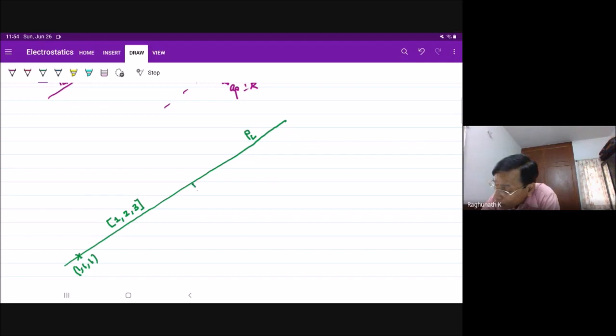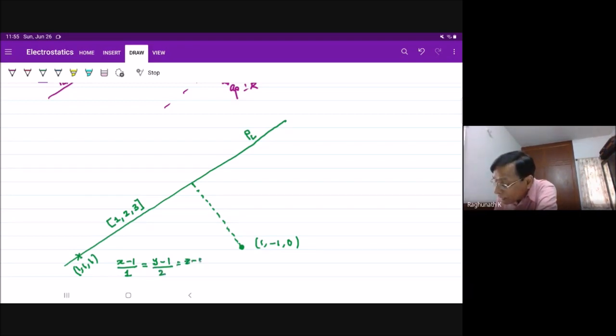I want to know the electric field intensity at this point with coordinates, let us say, 1, -1, 0. Just for the sake of talking about it, I want to first of all check whether this point 1, -1, 0 lies on the line or not. The line equation of this line is what? x minus 1 by 1 is equal to y minus 1 by 2, is equal to z minus 1 by 3.